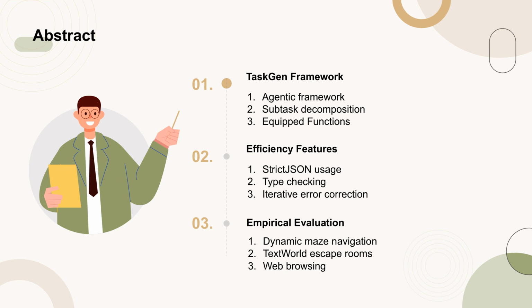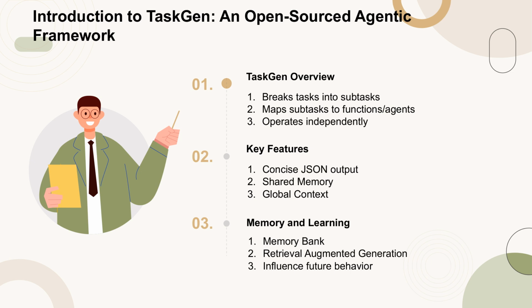TaskGen is an open-source agentic framework designed to break down complex tasks into manageable subtasks. Each subtask is mapped to either an equipped function or an inner agent for execution. Unlike other frameworks that output free text, TaskGen uses a concise JSON format, specifically StrictJSON, which ensures that the output is both concise and easily extractable for downstream tasks.